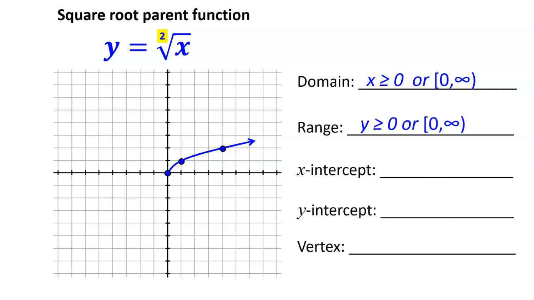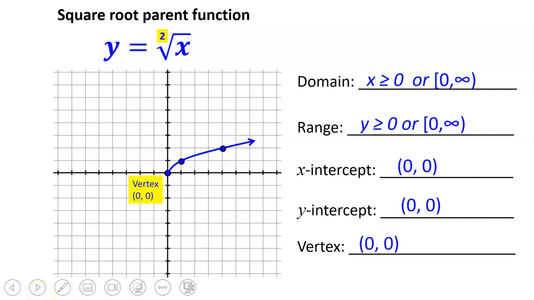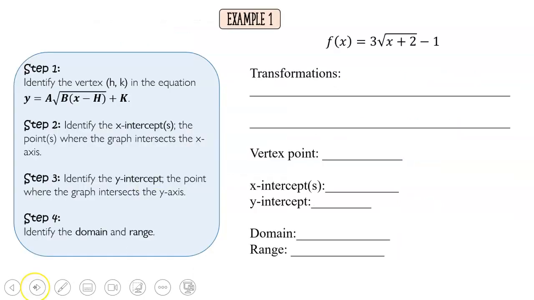Now, x-intercept, where does it touch the x? Where does it touch the y-axis? Where's the vertex? What is it? What's the vertex? 0, 0 is the vertex. That's where it would turn around and make a C shape, but it doesn't. Okay, now that's the square root of x.